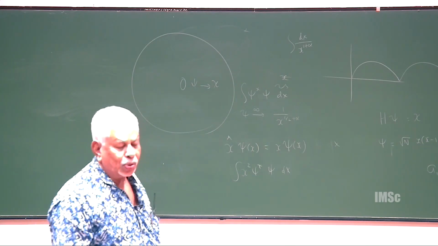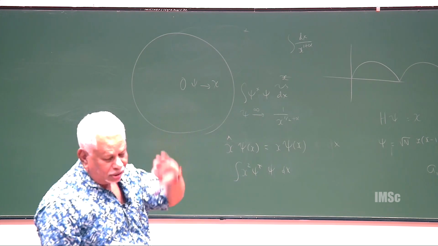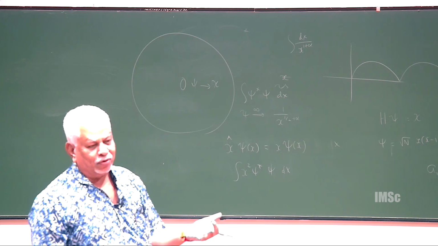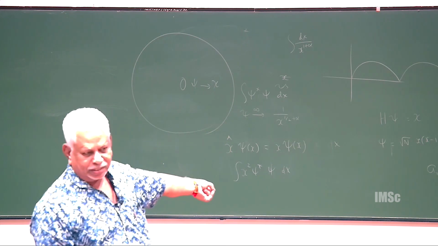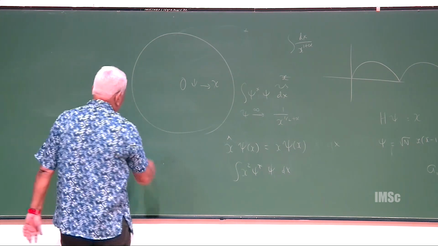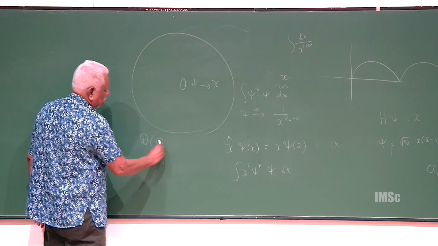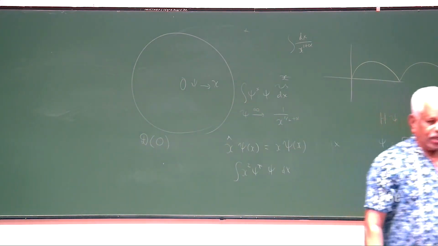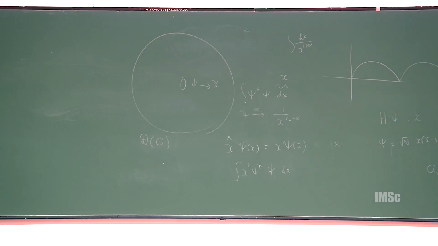That's why we want to act only on a subset of the square integrable functions, on which this operator can act. That subset is called the domain of that operator. It is the set on which, if the operator acts, the vector will not go outside the Hilbert space.